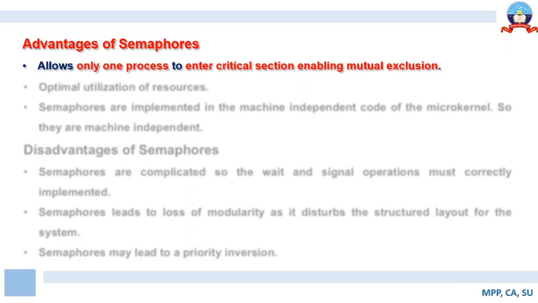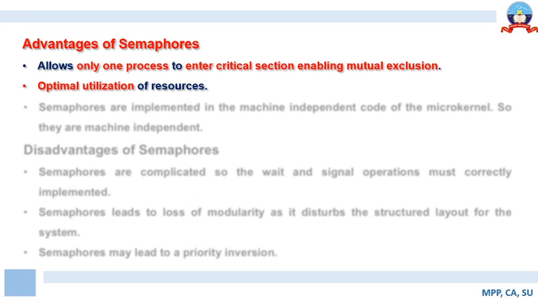The first advantage of semaphore is that it allows only one process to enter its critical section, enabling mutual exclusion. We'll come to the critical section in the next portion of the curriculum, but for now just remember that a critical section is a piece of code in a process that calls for its execution. So a semaphore allows only one process to enter its critical section, enabling mutual exclusion.